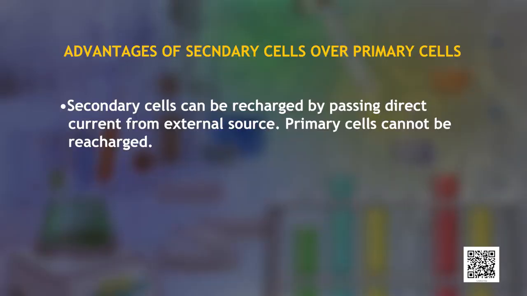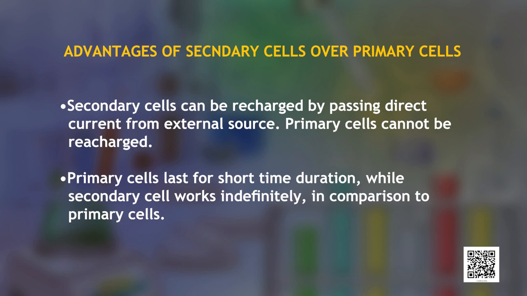The secondary cells have some advantages over primary cells. Secondary cells can be recharged by passing direct current from external source. Primary cells cannot be recharged. Primary cells last for short time duration, while secondary cell can undergo a large number of charging and discharging cycles.